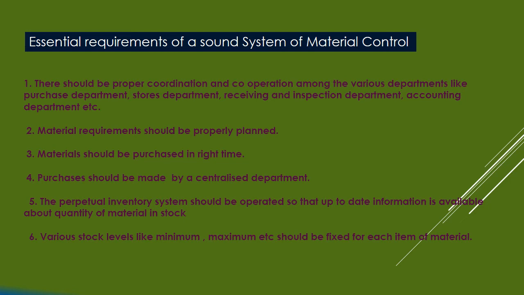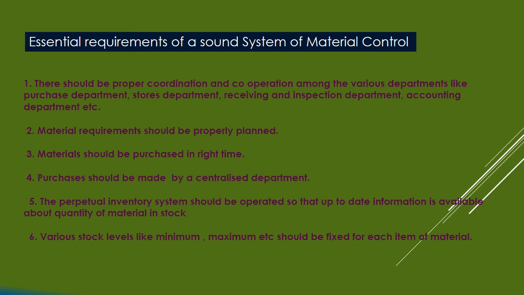Materials requirements should be properly planned. Materials should be purchased in right time. Purchases should be made by a centralized department. The perpetual inventory system should be operated so that up-to-date information is available about quantity of material in stock. Various stock levels like minimum, maximum, etc. should be fixed for each item of material.